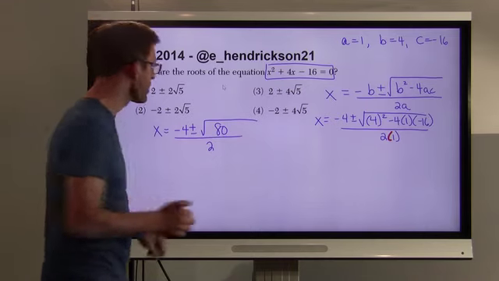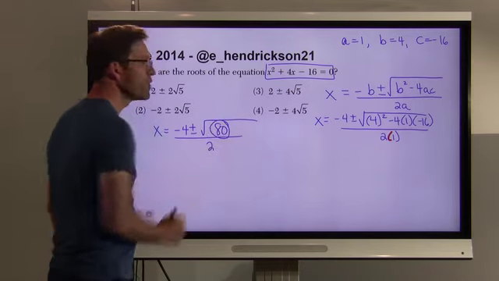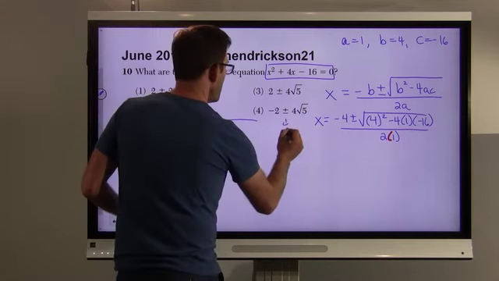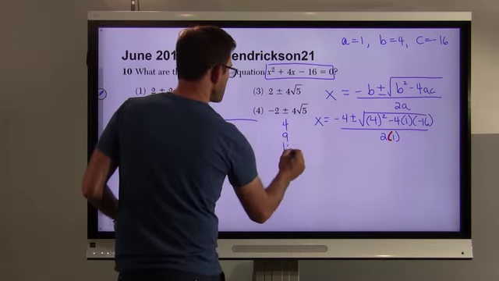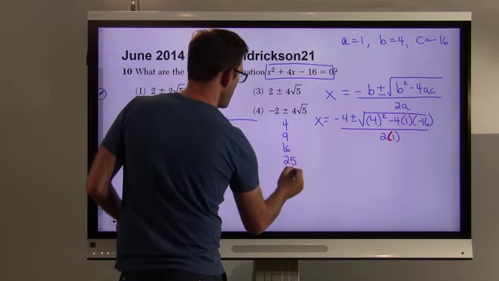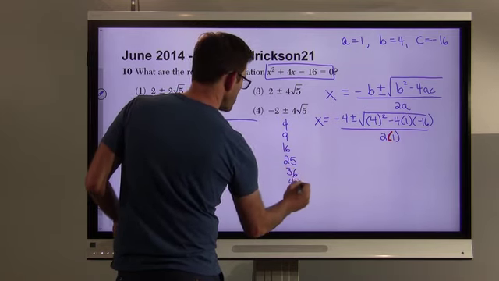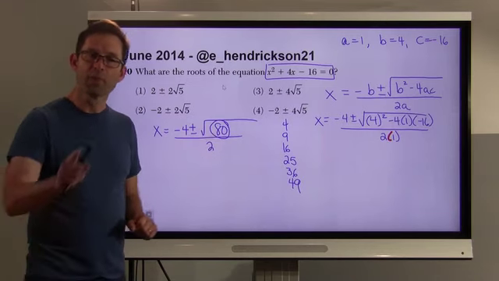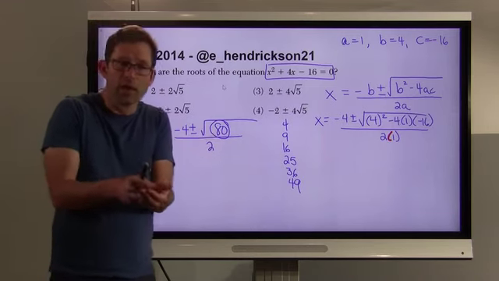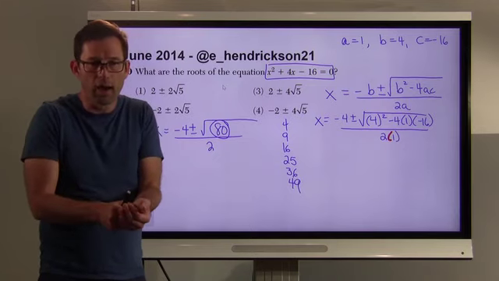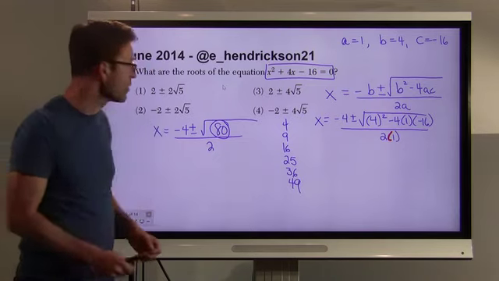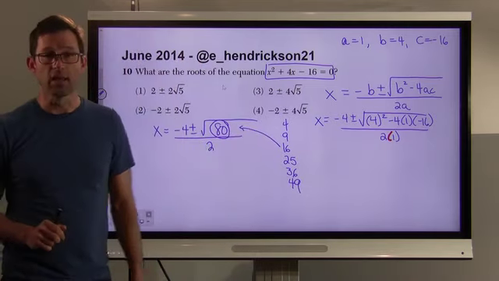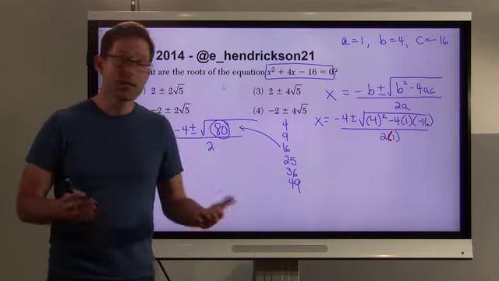Okay, simplifying a radical. And what that means is I'm looking for the biggest perfect square. The perfect squares are numbers like 4, 9, 16, 25, 36, 49, etc. The biggest one of these that goes into 80. So you sit there with your calculator, 80 divided by 4, 80 divided by 9, 80 divided by 16, etc. And what you find, right, is that it's 16. 80 divided by 16 is 5.